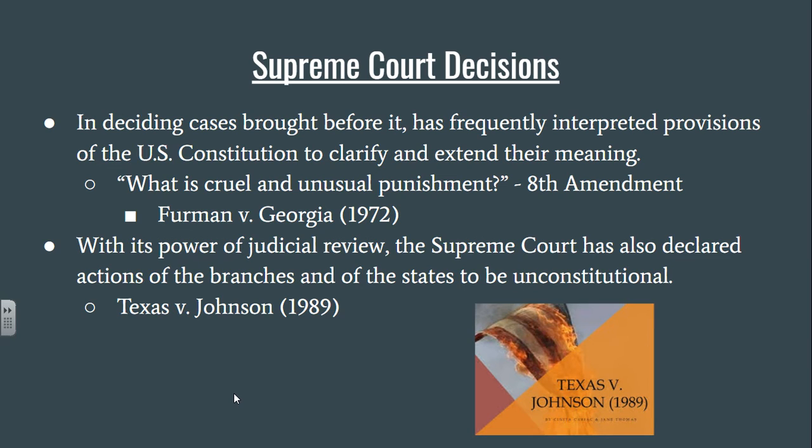Now, what the Supreme Court does is this process of judicial review. In judicial review, they're reviewing the constitutionality of a proposed case or law. In deciding cases brought before it, it interprets these provisions of the Constitution to clarify and extend their meaning. That's the importance of the Supreme Court. They interpret what these are to mean and how these should play out sometimes, if it's brought before them.